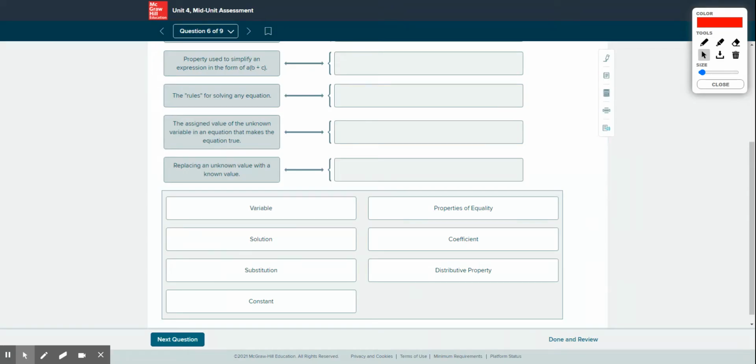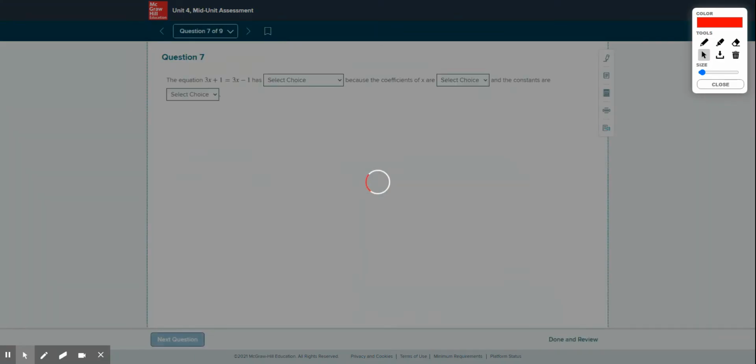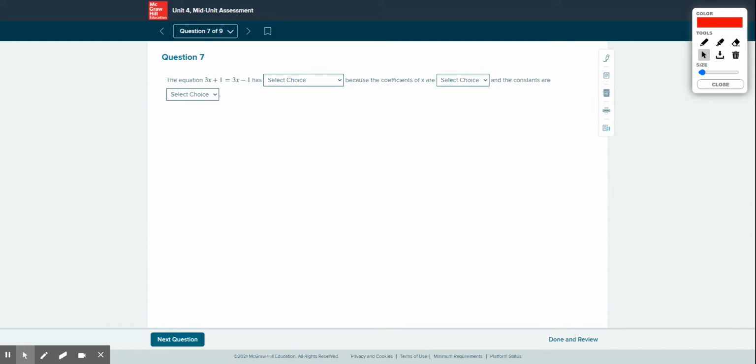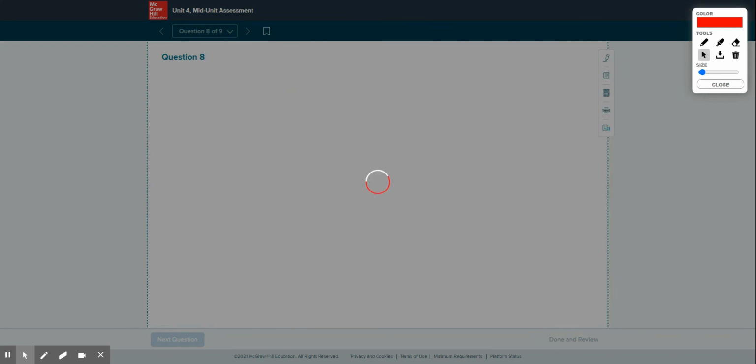Number 6 is just matching up vocabulary. Number 7 is the figuring out how many solutions there are. I would suggest that you always start out by looking at the variable terms and then the constant terms. If the variables are the same, then you have either all solutions or no solutions. If the variables are different, then you have one solution. That's the only option, the only way that it can go. So that's what you get for number 7, 8, and 9. And that's the end of your test.